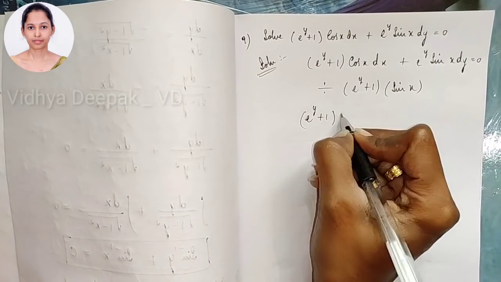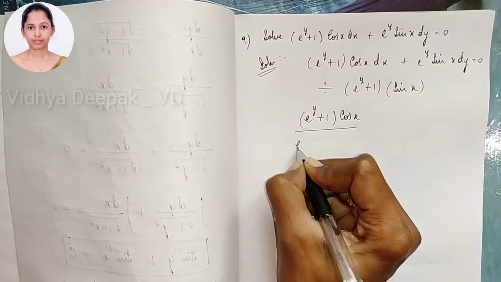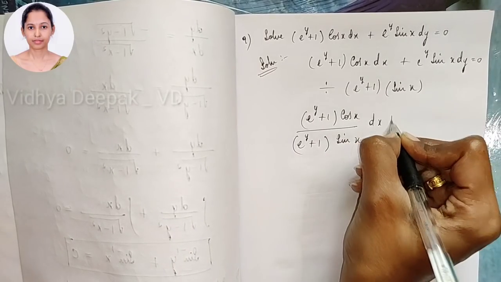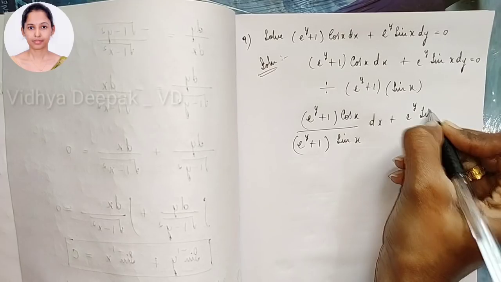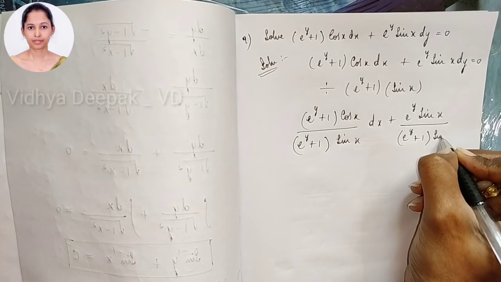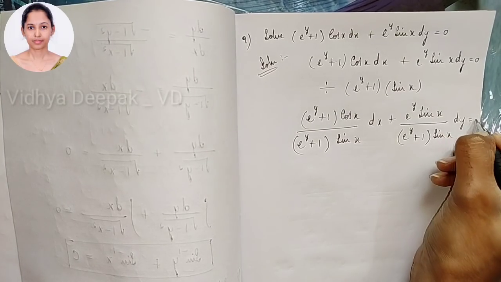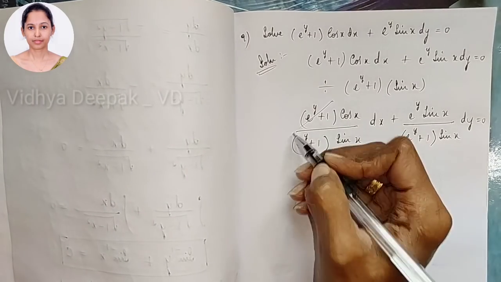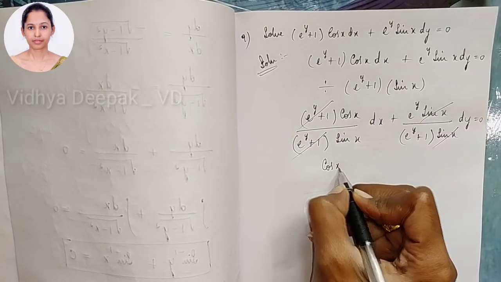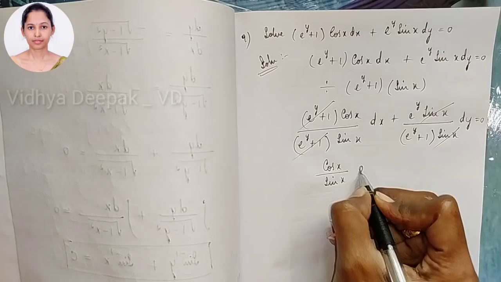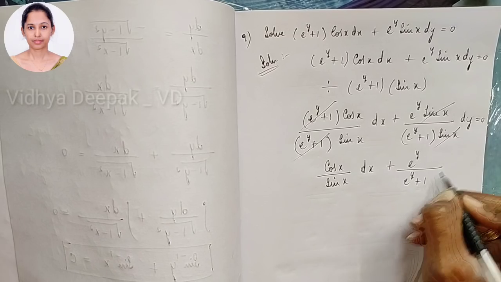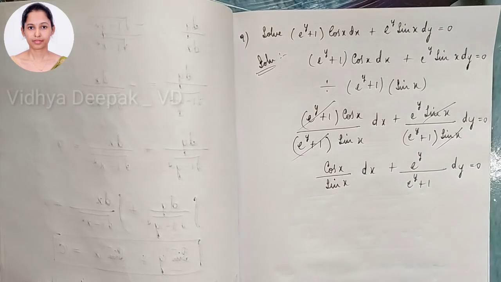e power y plus 1 into cos x divided by e power y plus 1 into sin x dx plus e power y sin x divided by e power y plus 1 into sin x dy is equal to 0. So here e power y plus 1 gets cancelled, here sin x gets cancelled. You have cos x divided by sin x dx plus e to the power of y divided by e to the power of y plus 1 dy is equal to 0.